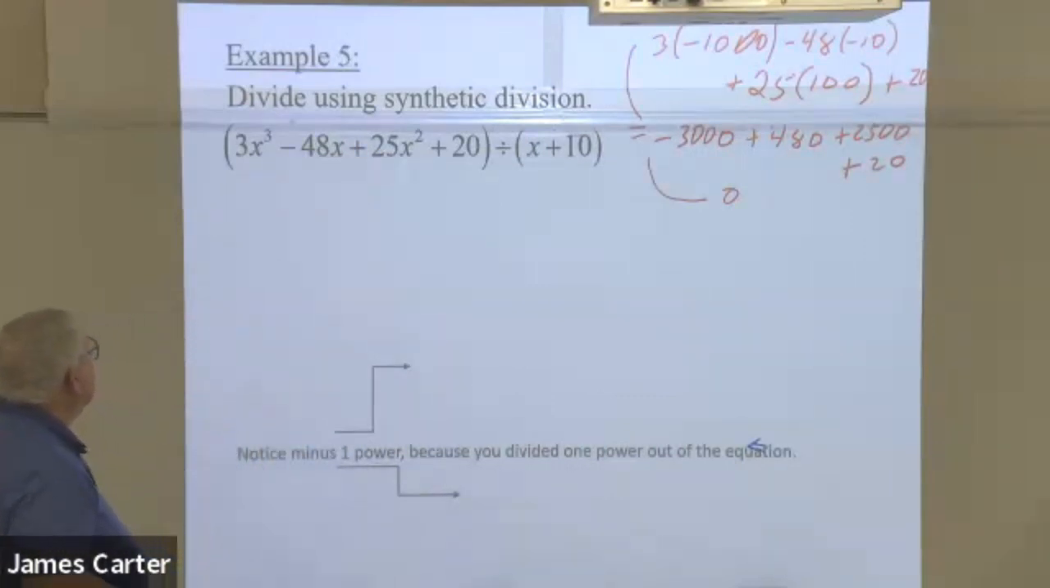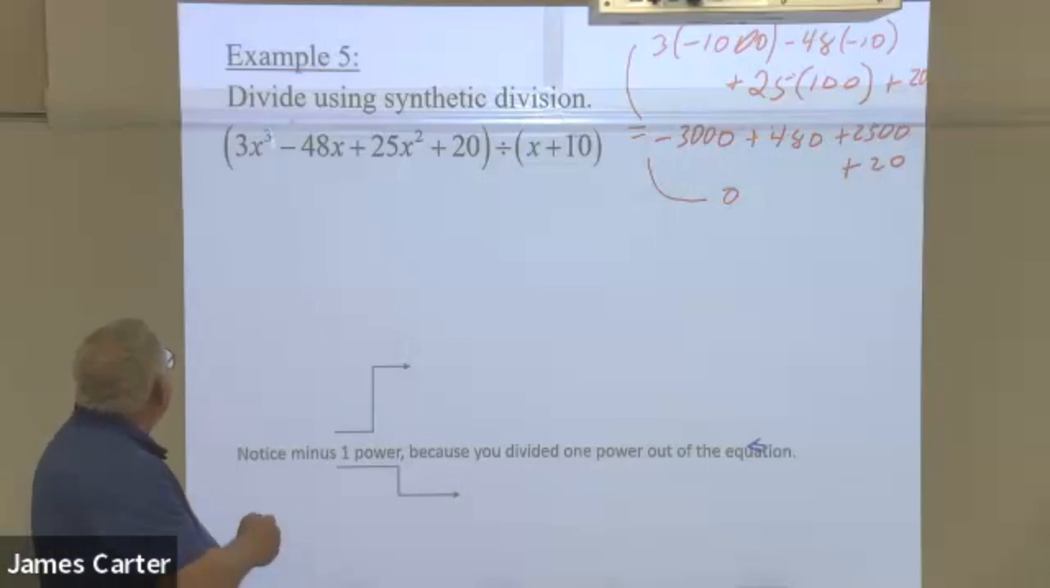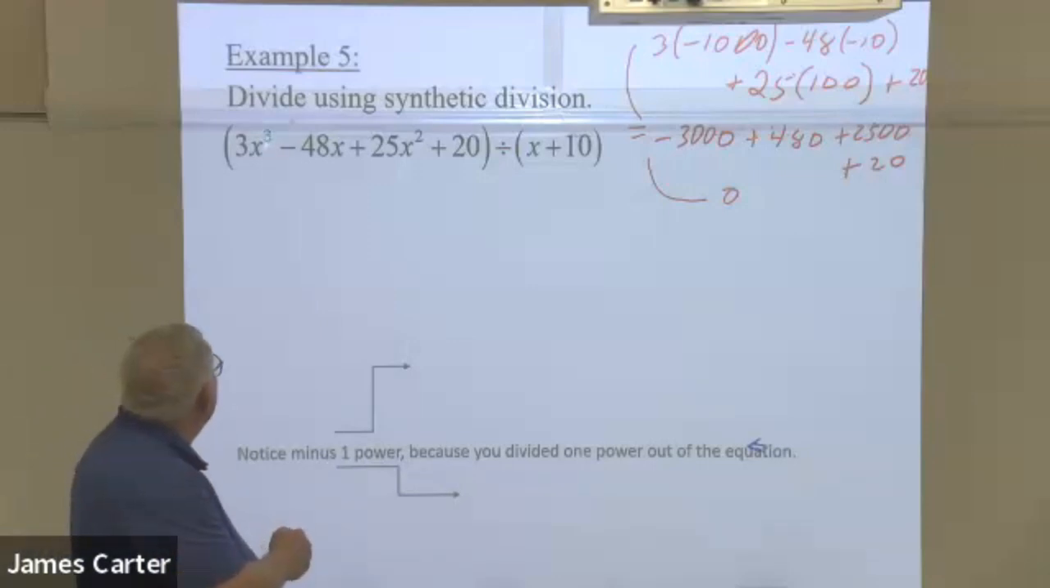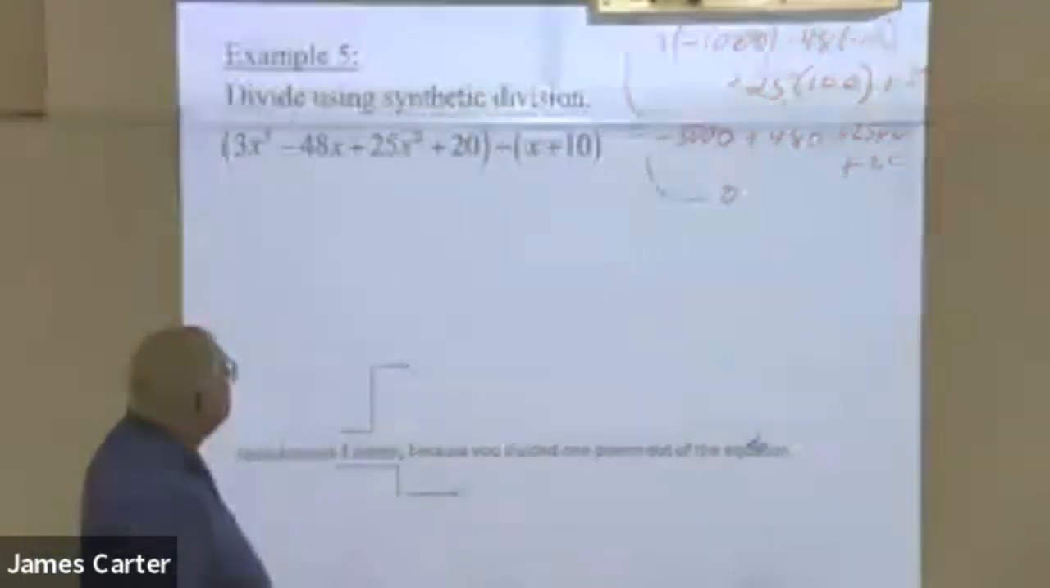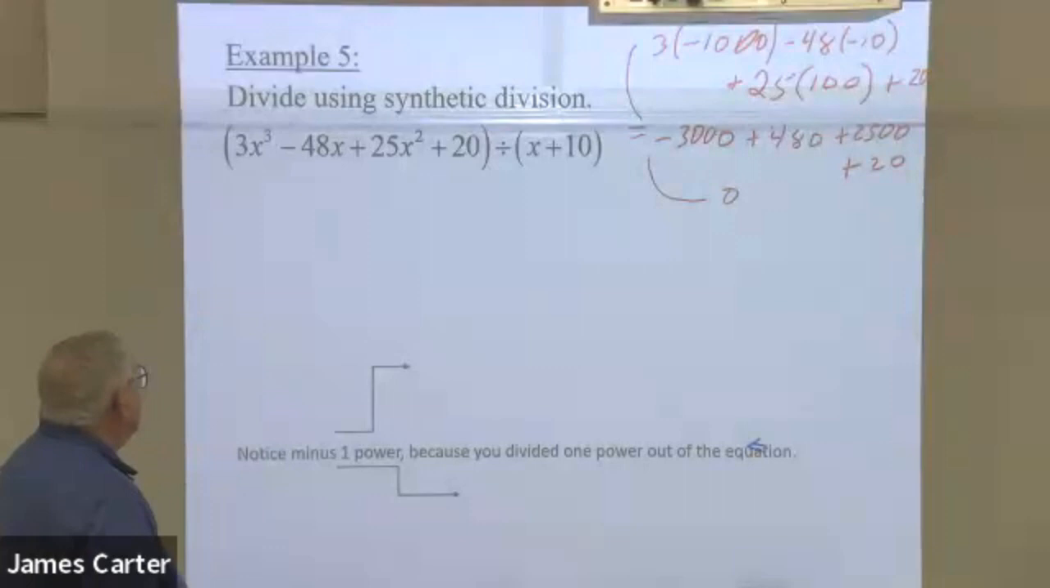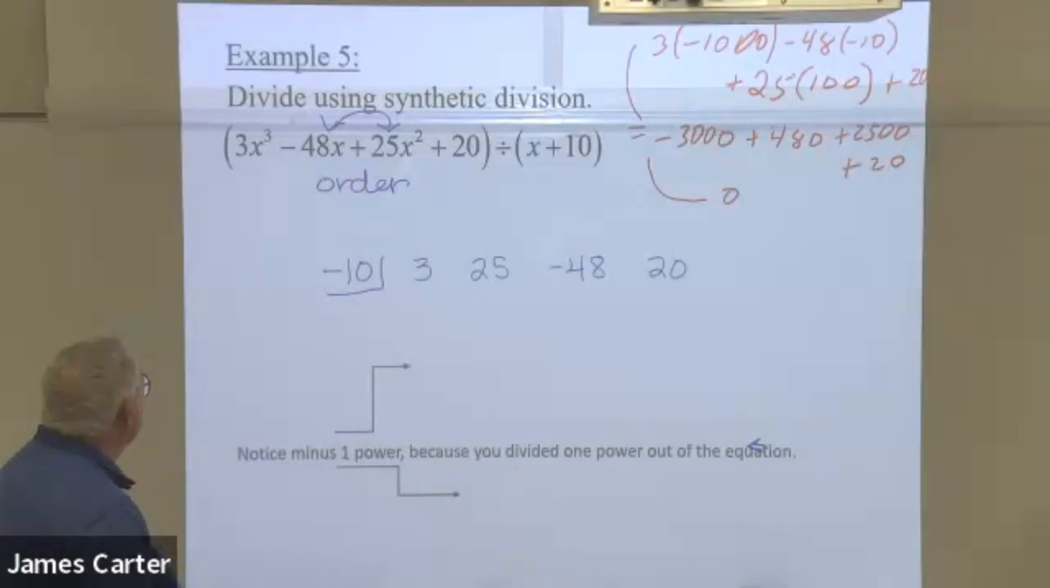Okay, we have another problem. Here we start with a cubic, and we're going to try the factor x plus 10, or in other words, the 0 of -10. Okay. So we put this in. We do need to change some of our orders so they are in descending order.